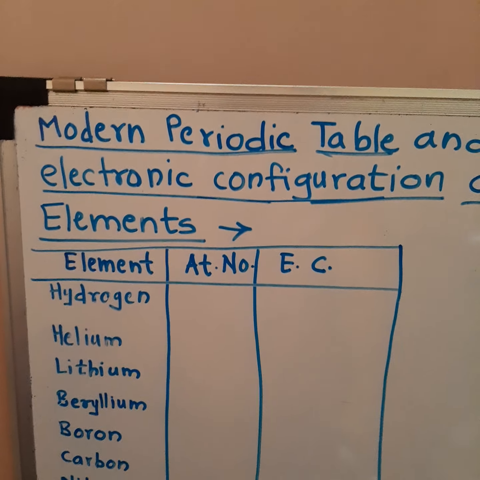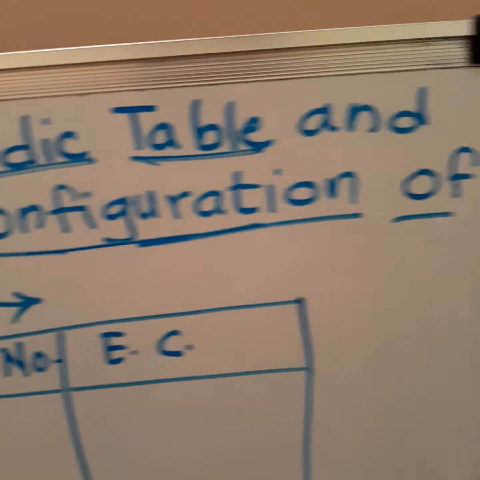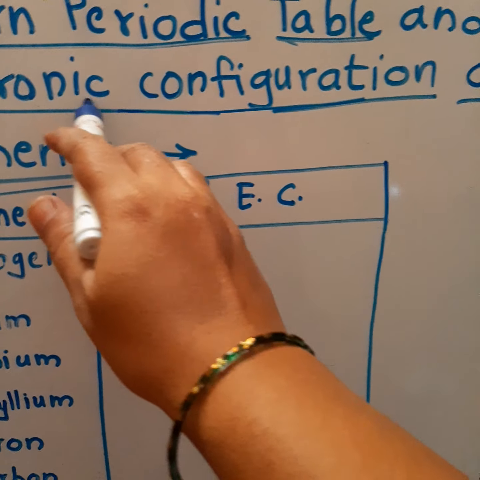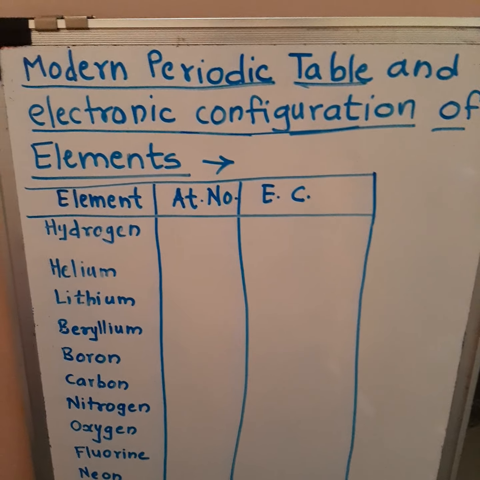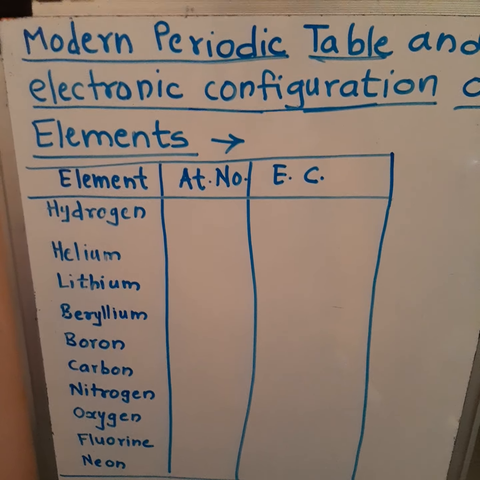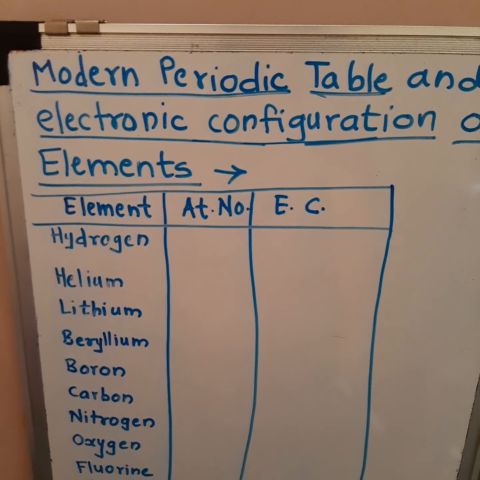Hello students, the next part we are going to see is the modern periodic table and electronic configuration of elements. Now what is meant by electronic configuration? Electronic configuration is nothing but the arrangement or distribution of electrons in an atom.